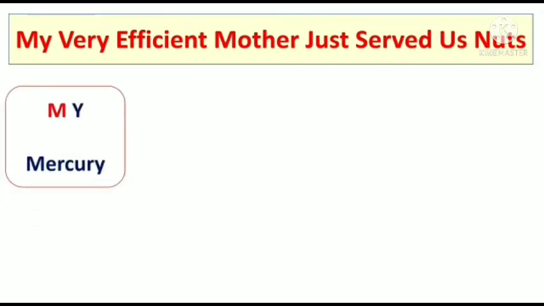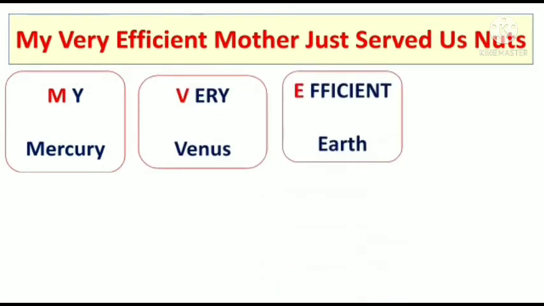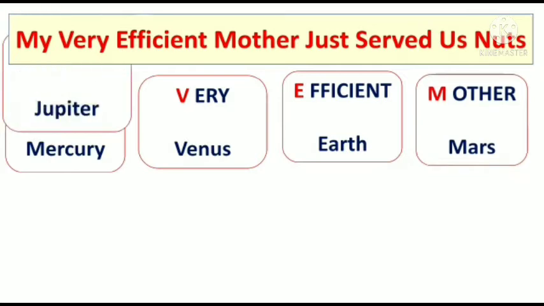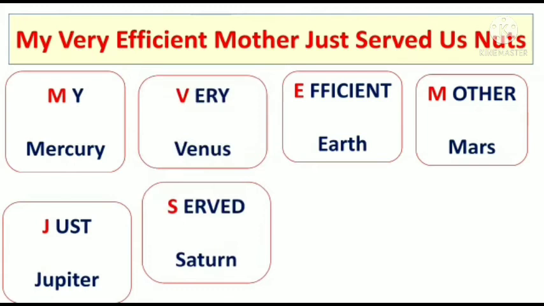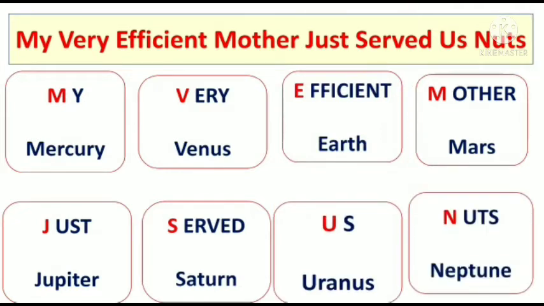Okay, let's see. My, Mercury; very, Venus; efficient, Earth; mother, Mars; just, Jupiter; served, Saturn; us, Uranus; and the last one, nuts, that is Neptune. So it is very easy, and all of the planets are very important for the solar family.